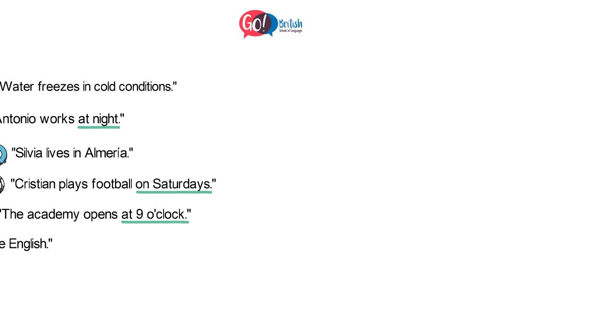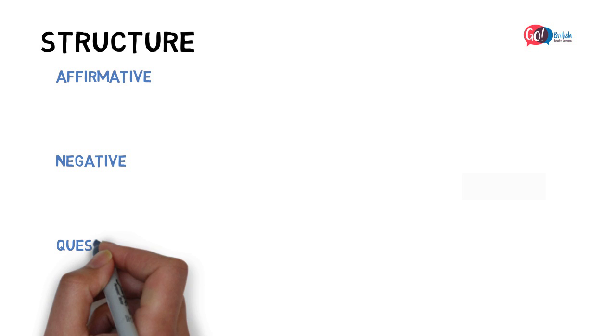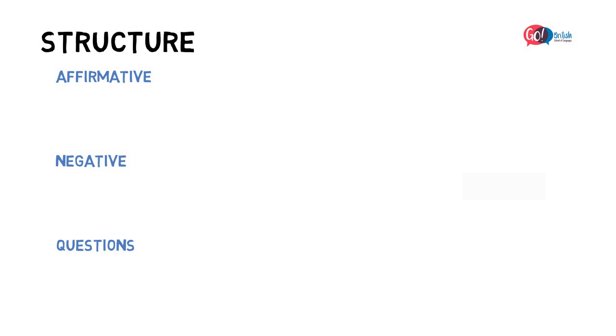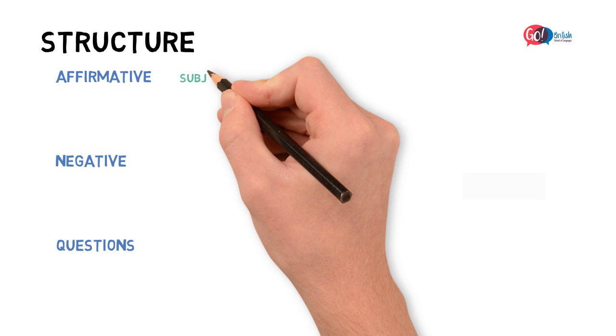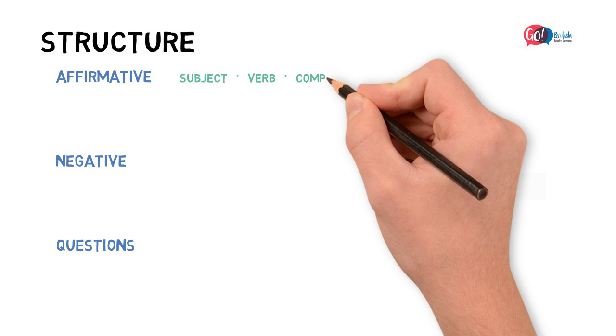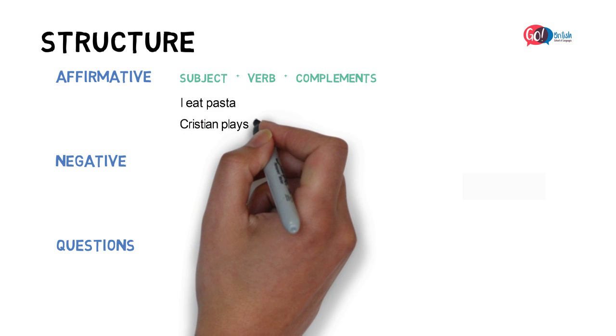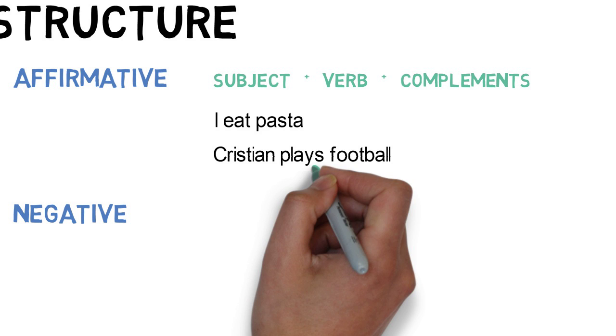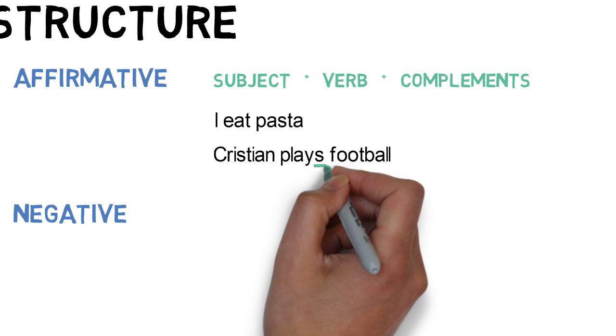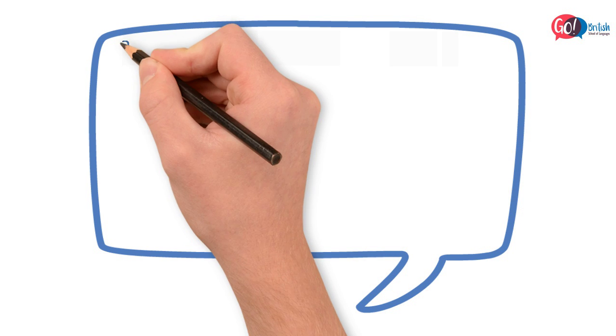Now, let's move to the structure, which is the way I can build one sentence in present simple. Okay, so I need to divide that into three different sections: affirmative, negative, and question. For the affirmative, I'm going to put the subject, then the verb, and finally the complement. For example, I eat pasta, or Christian plays football. But wait one second, what is that S in plays? Well, we need to talk about the third person singular.